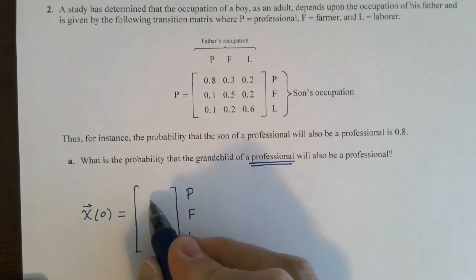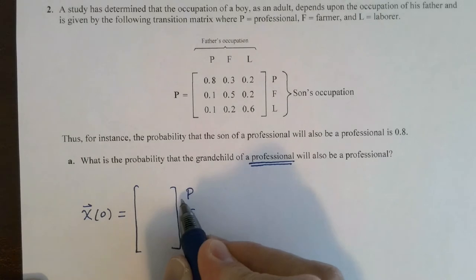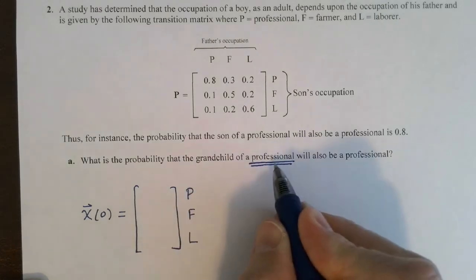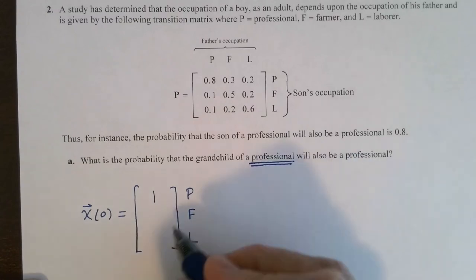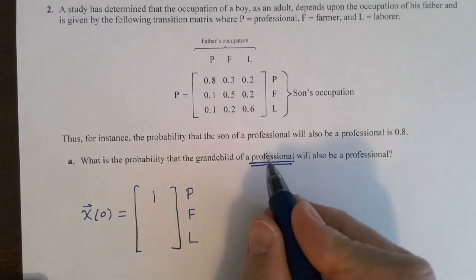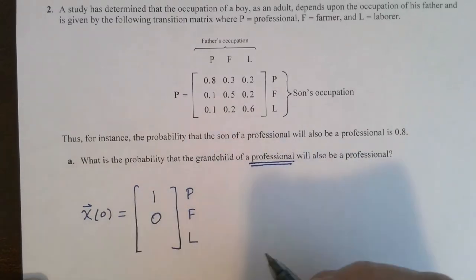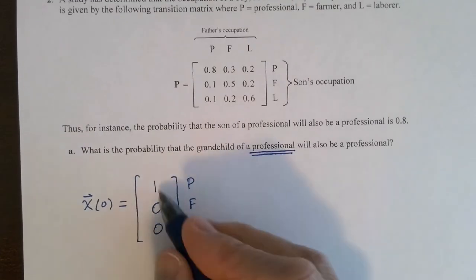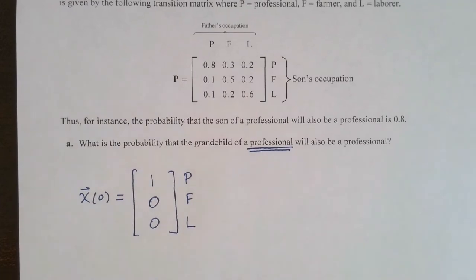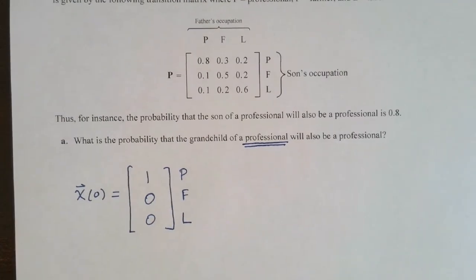What's the probability that the person is a professional, if they are a professional? 100%. What's the probability they're a farmer if they're a professional? 0%. What's the probability they're a laborer? 0%, right? These have to add up to 1, right? So there's our initial state. This is a state vector indicating we're a professional. 100%, right?